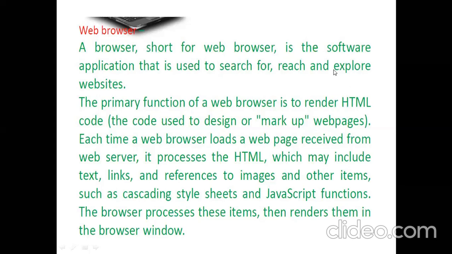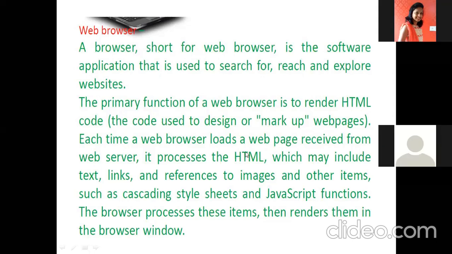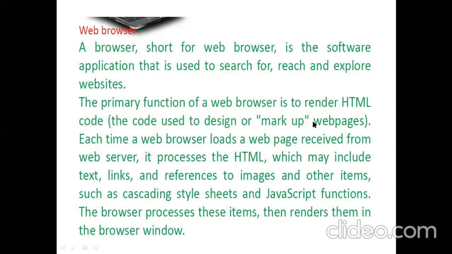So reading it one time: a browser, short for web browser, is a software application that is used to search for, reach, or explore websites in a general way. The primary function of a web browser is to render HTML code, the code used to design markup web pages. That means the code which has been written in the HTML language. Each time a web browser loads a web page received from the web server, it processes the HTML, which may include text, links, or references to images or other items.